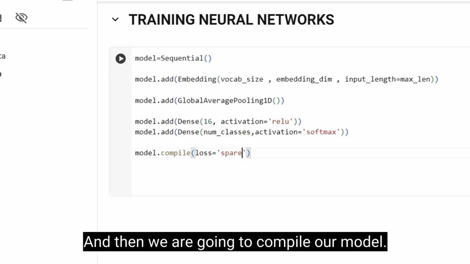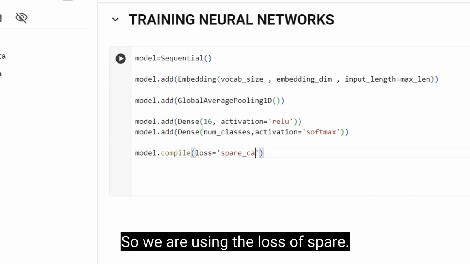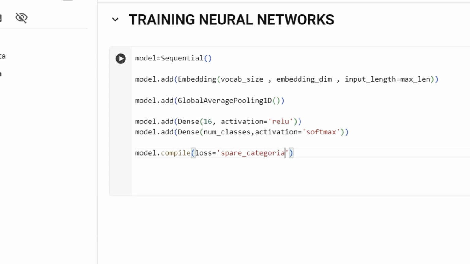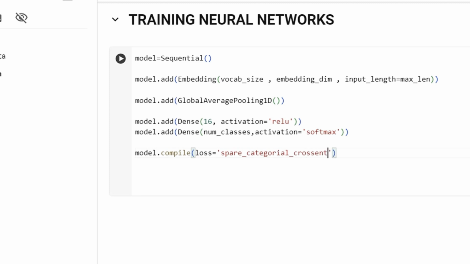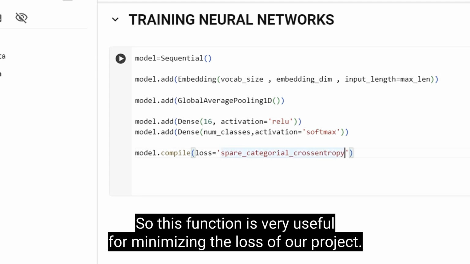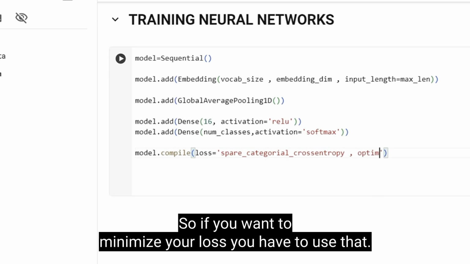And then we are going to compile our model. So we are using the loss of sparse categorical cross entropy. So you have to type categorical cross entropy. This function is very useful for minimizing the loss of our project. So if you want to minimize your loss, you have to use that.